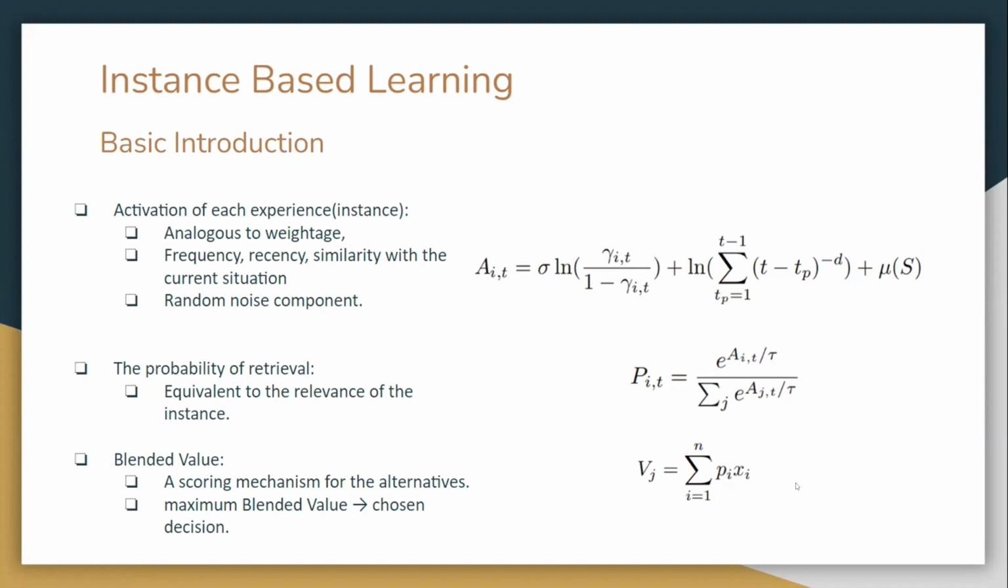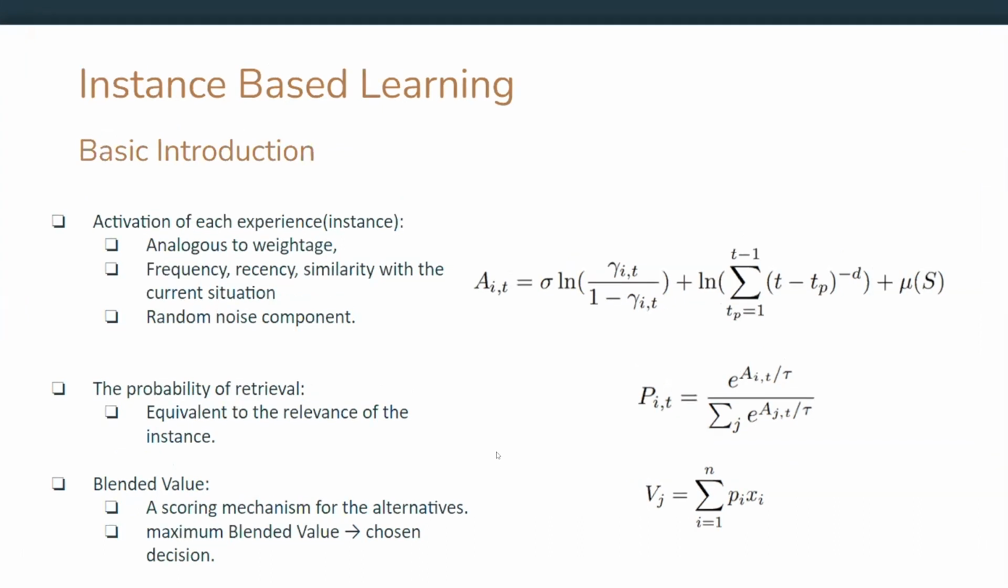And then coming to the third part, that is the blended value. This is basically a score that we compute for each action. And whichever action has the maximum blended value, the maximum score, is chosen as the final decision. And as we can see, this formula resembles that of an expectation. So it is nothing but the expected benefit. This x_i represents the reward, the benefit that is associated with the various experiences. So the expected reward that we can have by taking an action is its blended value, and whichever action has the highest expected reward, highest expected benefit, we choose that action.